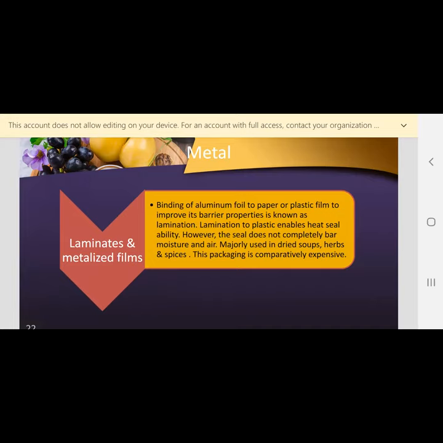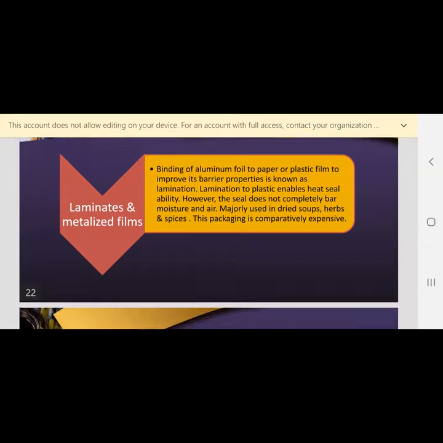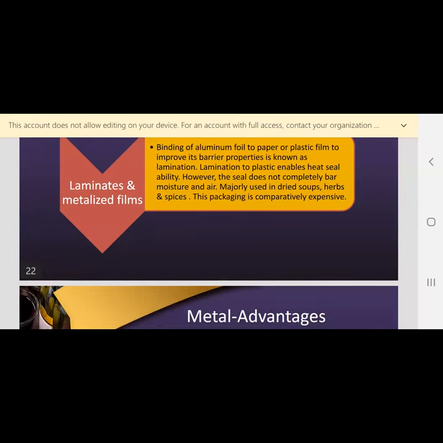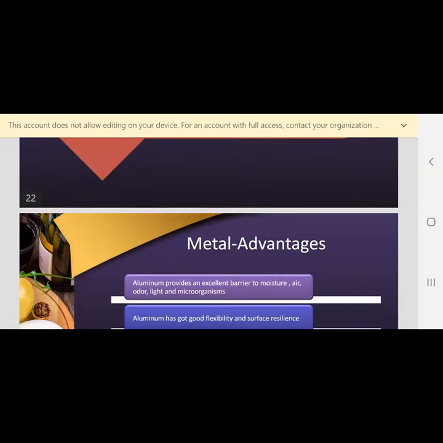Lamination to plastic enables heat sealing ability. However, the seal doesn't completely bar moisture and air, and it is majorly used in dried soups. We all know it. Okay? And in soups and herbs and spices, this packaging is comparatively expensive. Okay? And next, what is the advantage of metal?